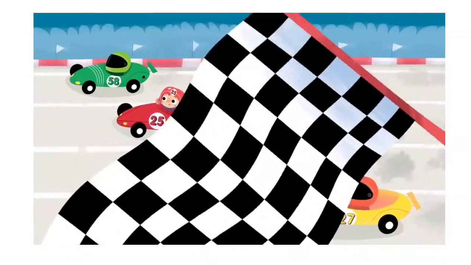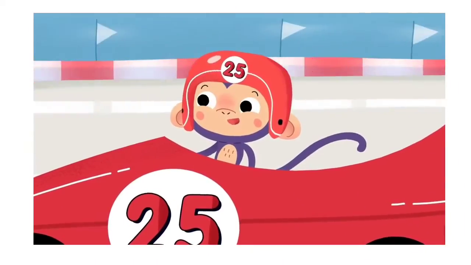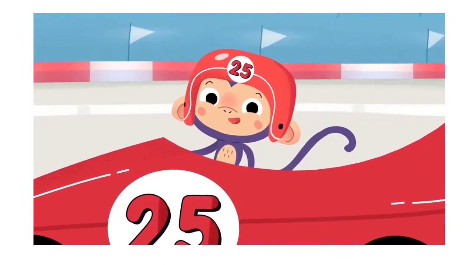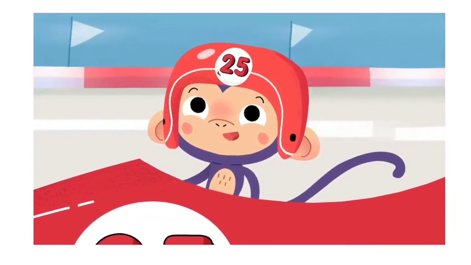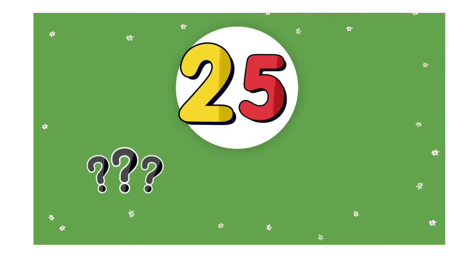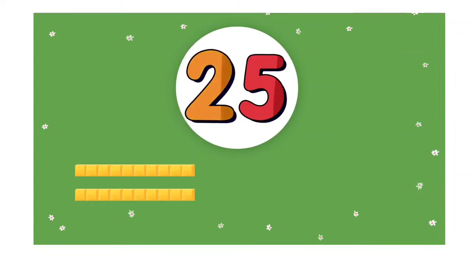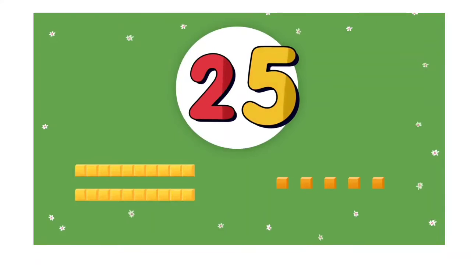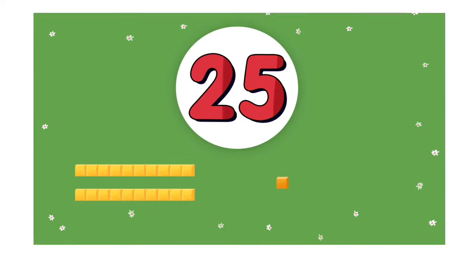On your mark, get set, go! Do you like that racing helmet? See the number? It's number 25. We can look at the digit in the tens place first to help compare numbers. How many tens does my number have? 25 has 2 tens. It also has 5 ones.